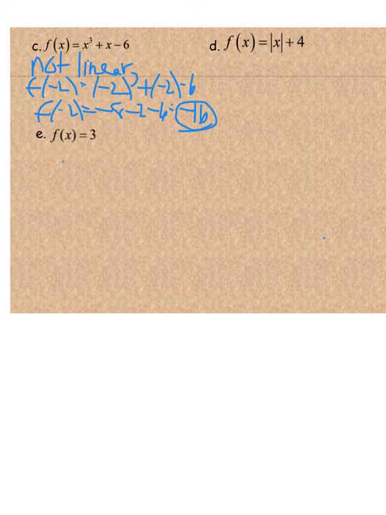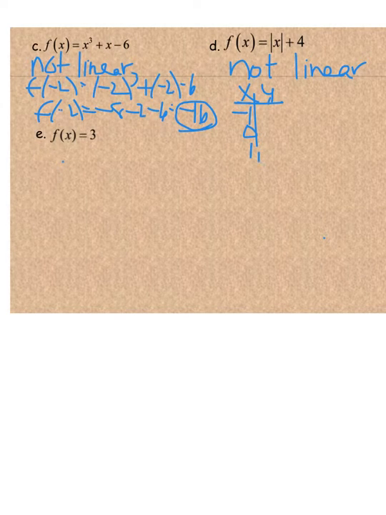In example D, we have f of x equals the absolute value of x plus 4. This is also not linear. Absolute value functions are V-shaped graphs. If we made a quick little table here, we can pick some values for x and substitute those into the equation. We get 5, 4, and 5.